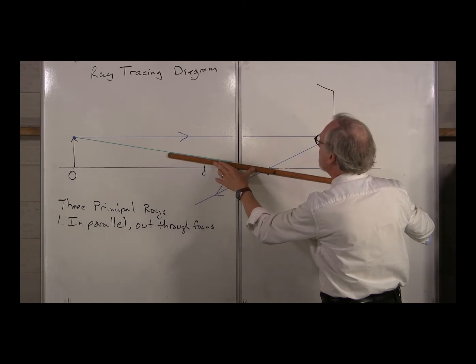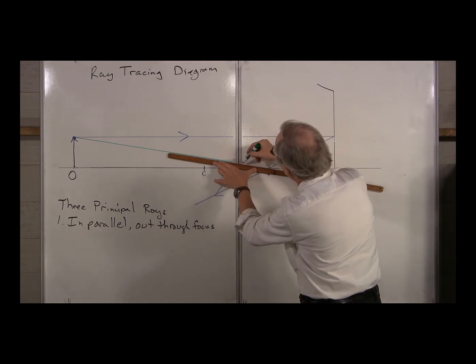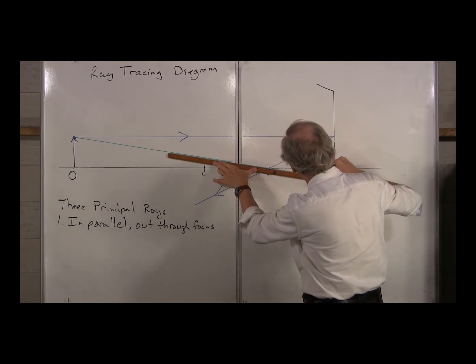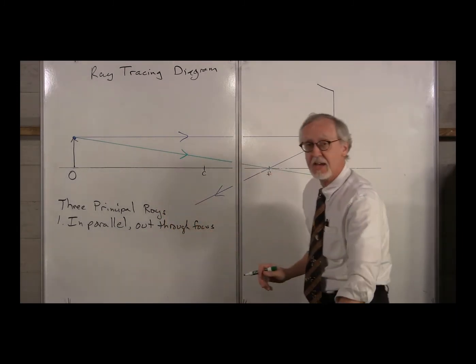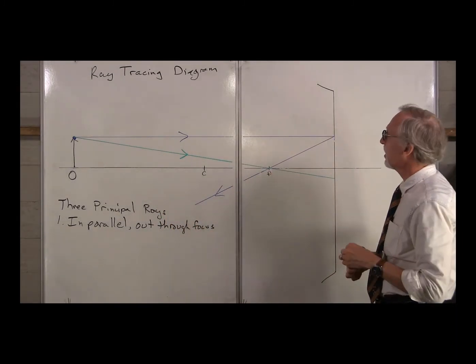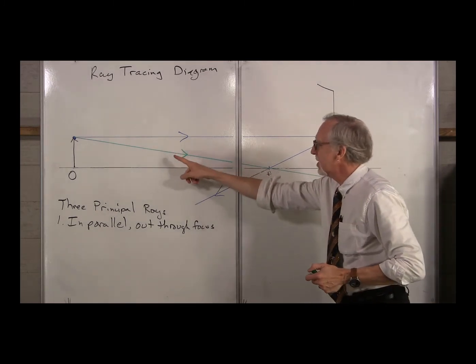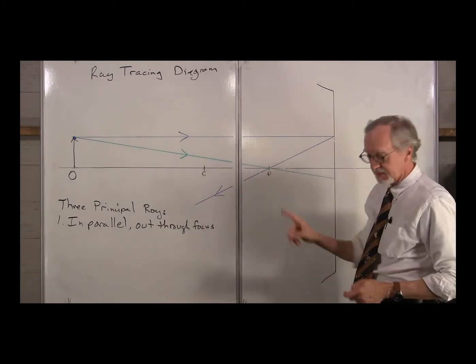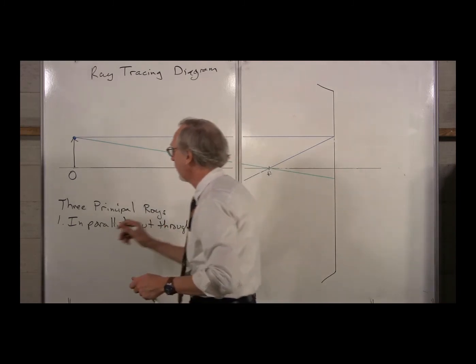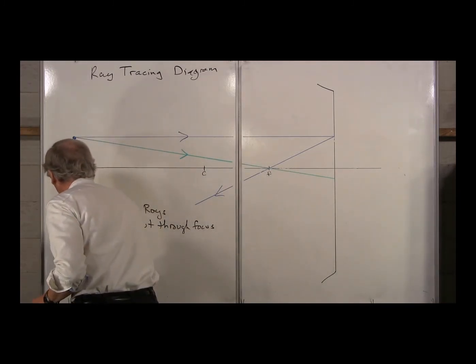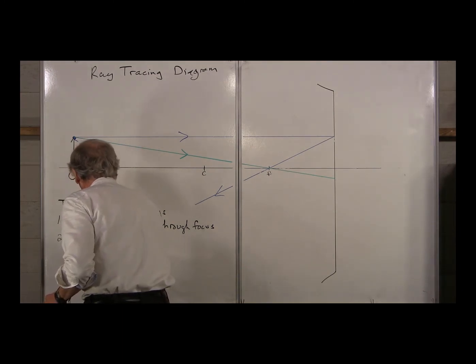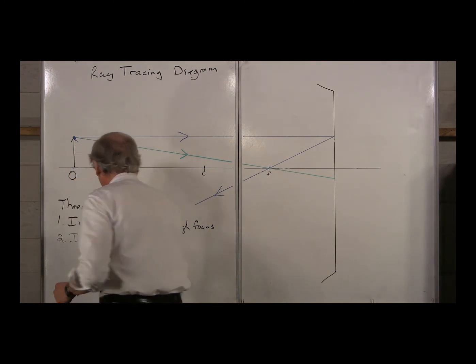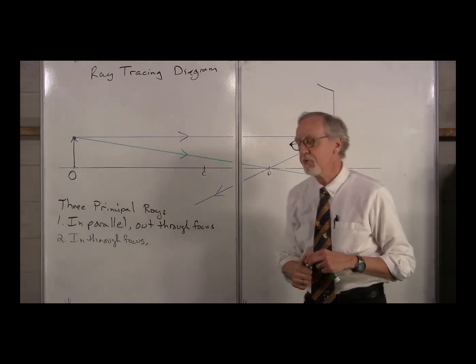And notice, the more accurately you can draw this, the better your results will be. And again, put a little arrowhead on that to indicate how it's going in. This is our second ray. What is this one? This goes in through the focus. Let's just write that first half down. So the second ray, in through focus. In through the focus.